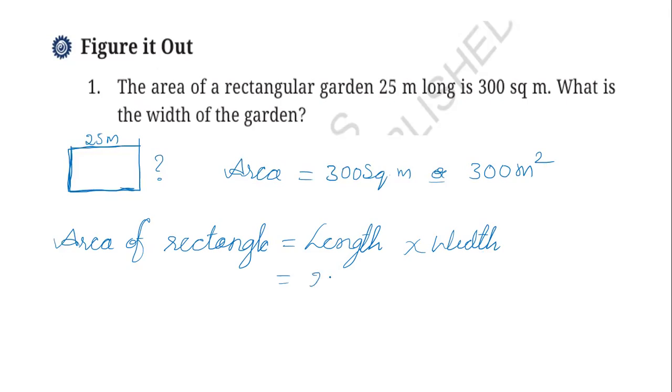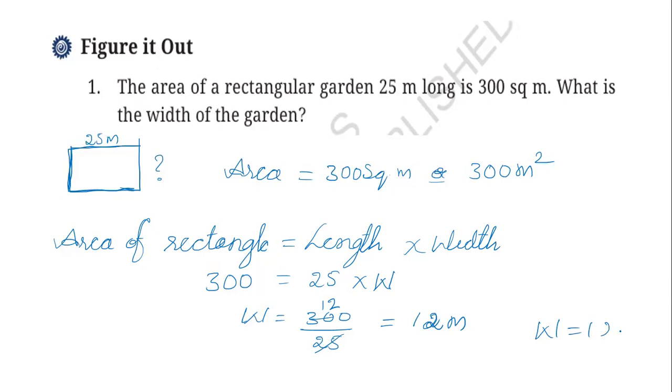Length is given as 25, width we don't know. W is equal to, as this is 300, W is equal to 300 divided by 25. 25 ones are 25, 5 left, it becomes 50, that means 25 twos are 50. Width is equal to 12 meter. W is equal to 12 meter as the answer.